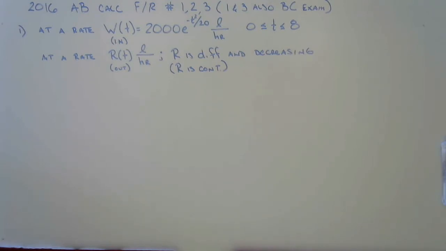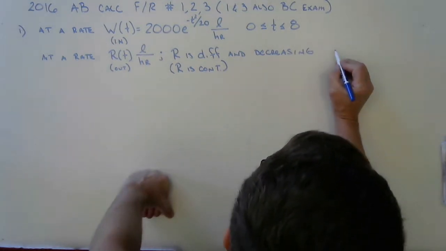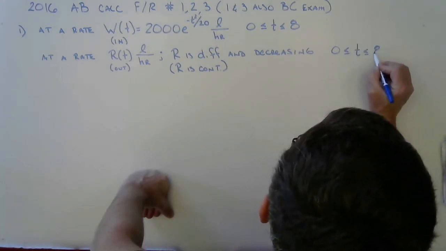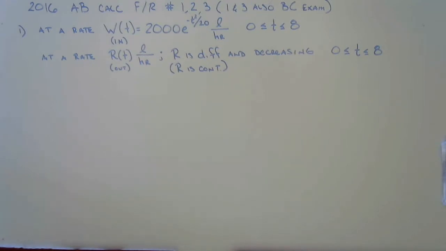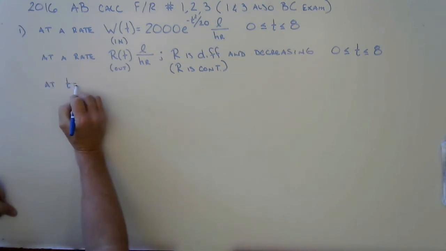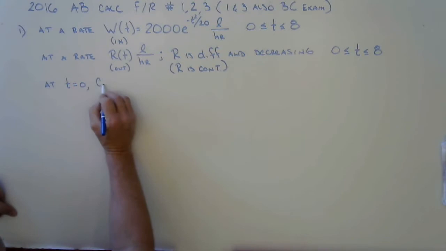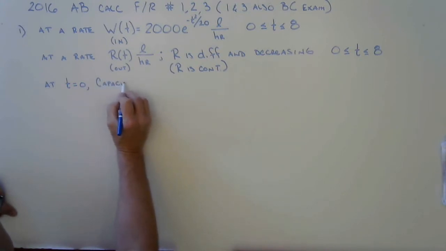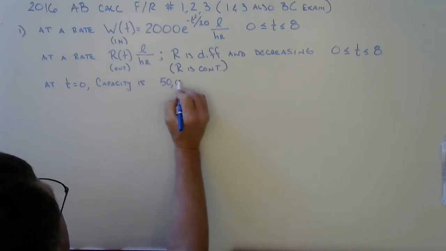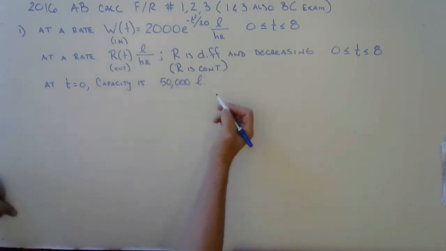And they tell us that this is true for 0 is less than or equal to t is less than or equal to 8. Now, it also says at t equals 0, there's 50,000 liters of water in the tank. So at t equals 0, capacity is 50,000 liters.